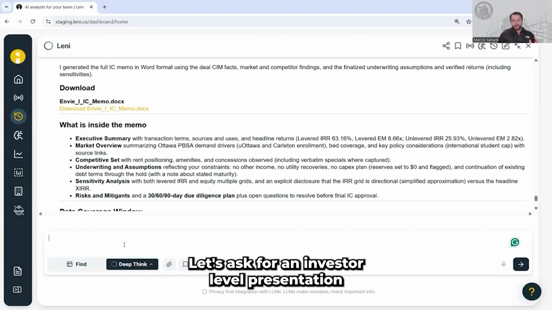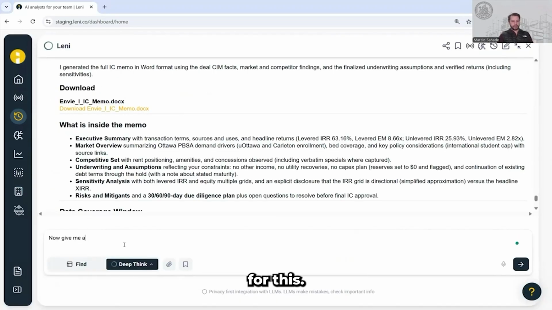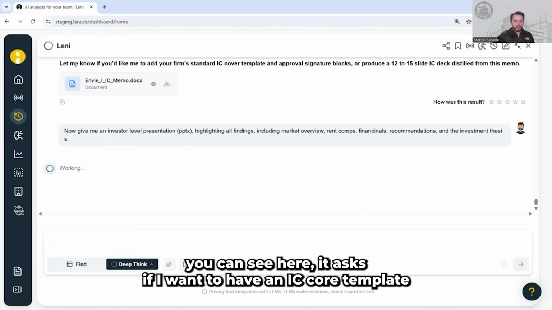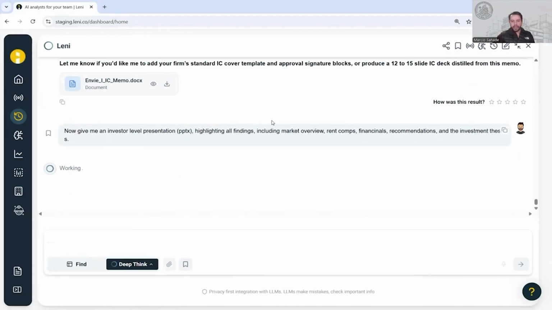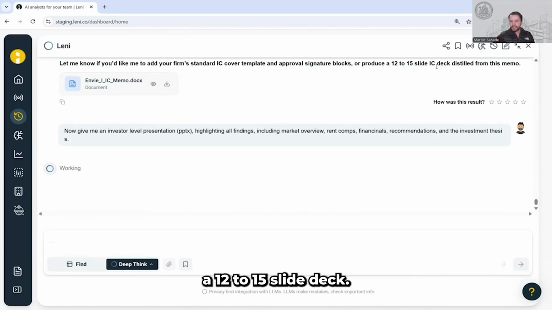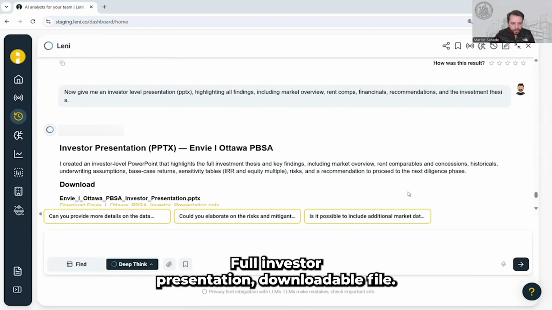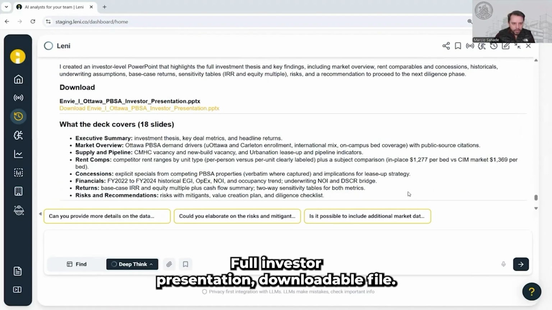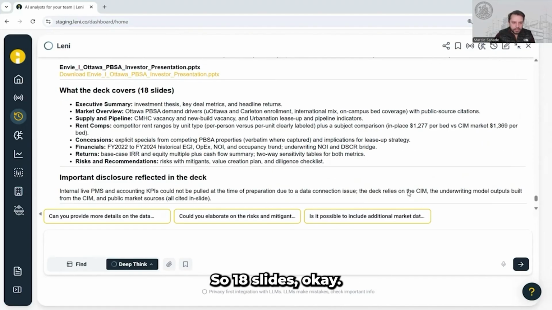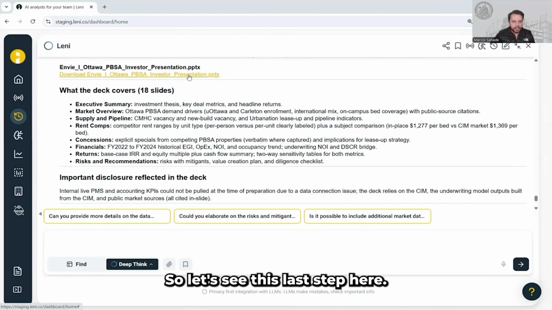Let's ask for an investor level presentation for this. And what is interesting is that the last question before, you can see here, it asks if I want to have an IC cover template, approval signature blocks, or a 12 to 15 slide deck. Really interesting. All right, here we go. A full investor presentation, downloadable file, what the deck covers through 18 slides. Okay. So let's see this last step here.